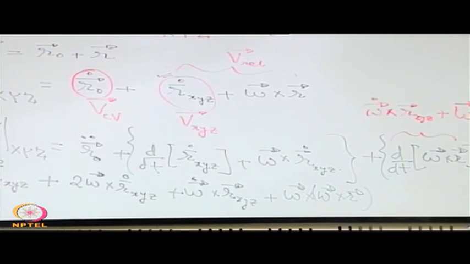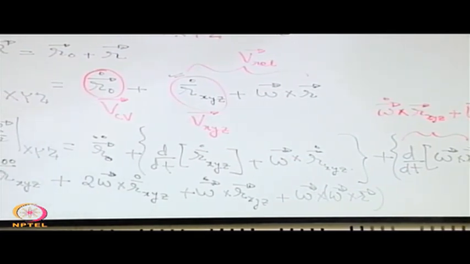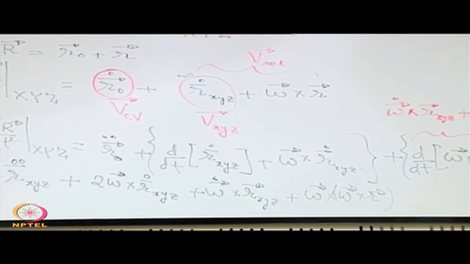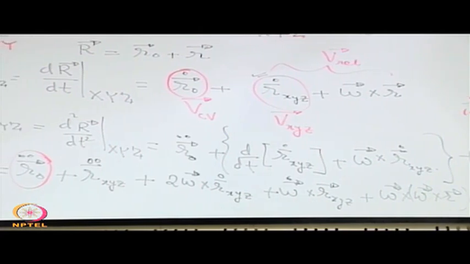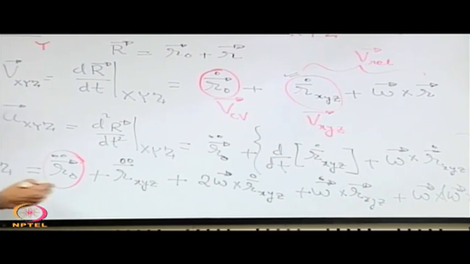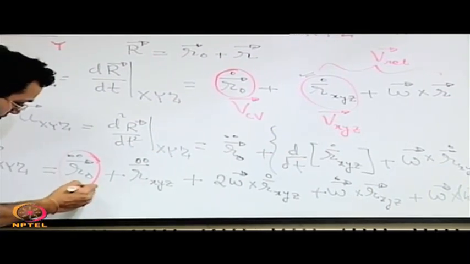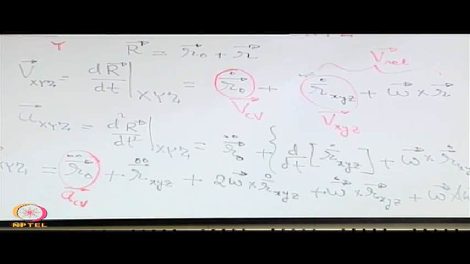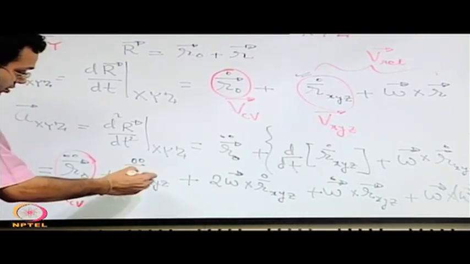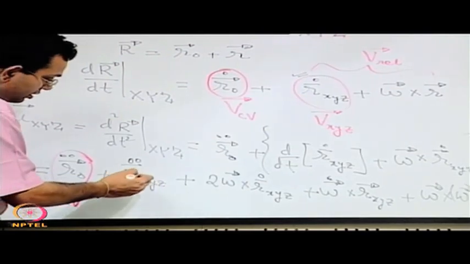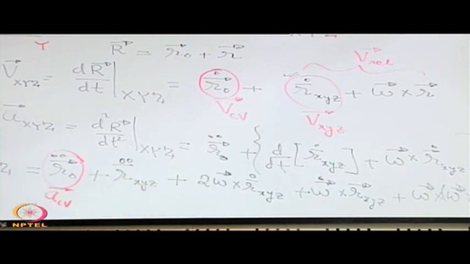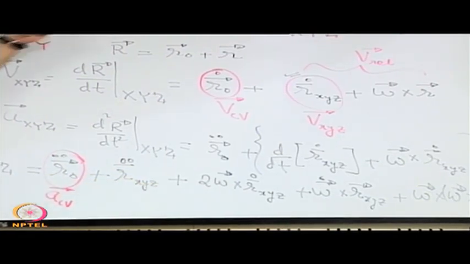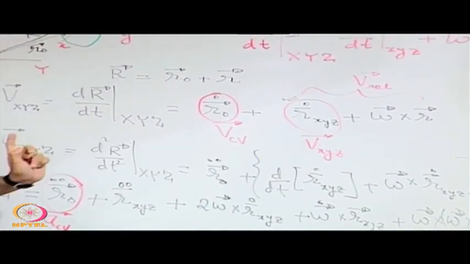So if we just give the interpretation as we did for the velocity for the different terms, what is r naught double dot? It is the acceleration of the control volume, linear acceleration. Then what is r double dot relative to small xyz? This is the acceleration of the particle under consideration relative to the control volume.